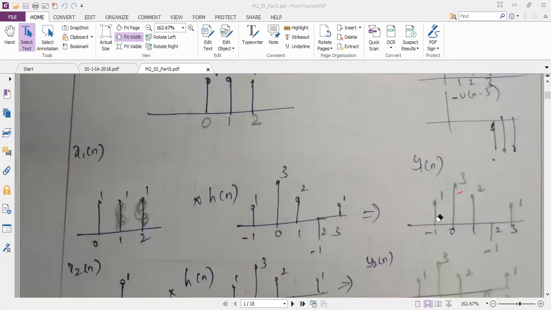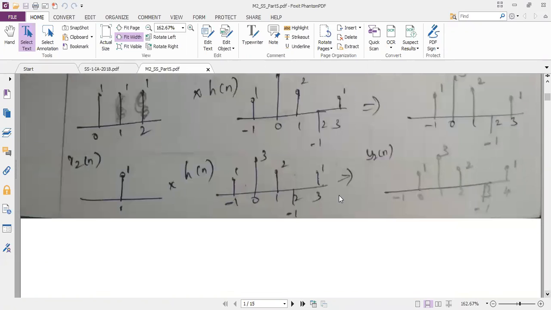Yes, ma'am. Okay. So now, I have 3 samples in my input x of n. So I have to take the next sample. I will take it as x2 of n. The next sample is at n value equal to 1. Now h of n, we have to keep constant always.